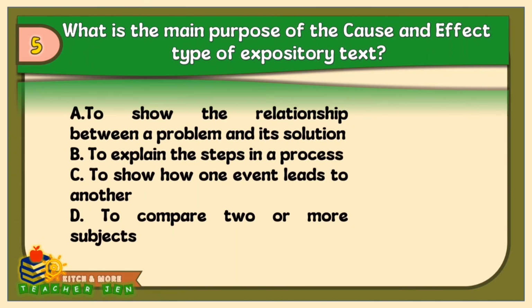Number 5. What is the main purpose of the cause and effect type of expository text? A. To show the relationship between a problem and its solution. B. To explain the steps in a process. C. To show how one event leads to another. D. To compare two or more subjects. The correct answer is letter C. To show how one event leads to another.